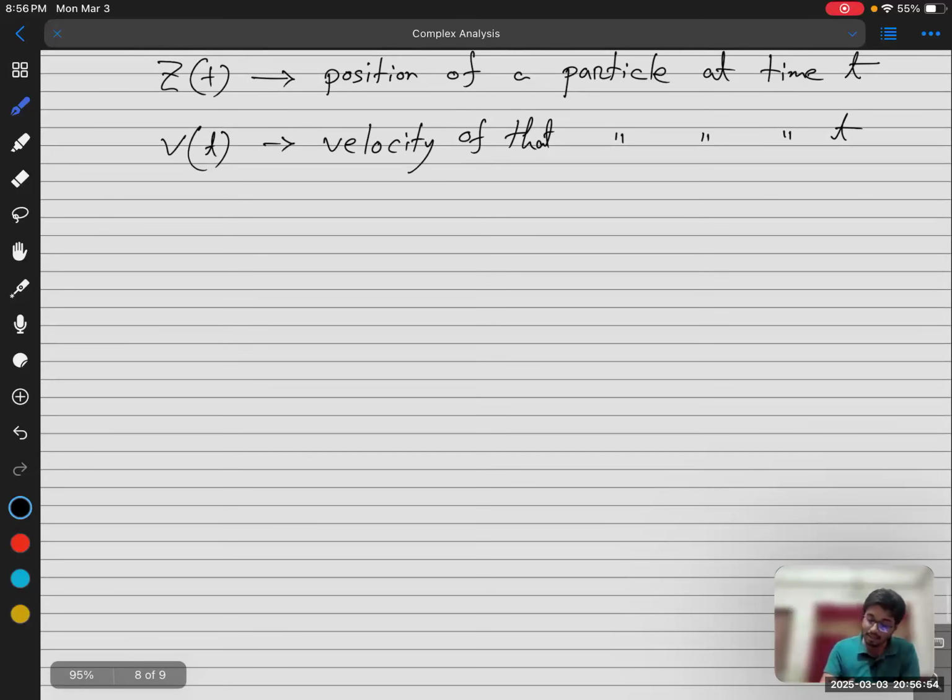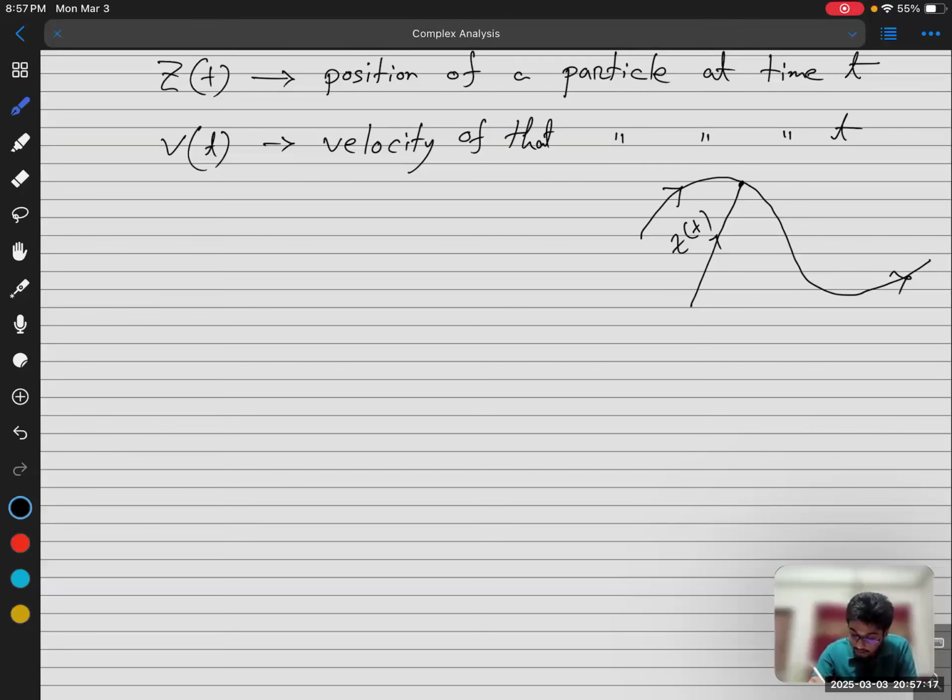Let's say the particle's motion is something like this. Let's say the particle is moving along this path, from this point to that point. Let's say at time t, the particle is at this point. So this vector is going to be z(t). Let's say this is our initial point, or the position of the particle at time t.